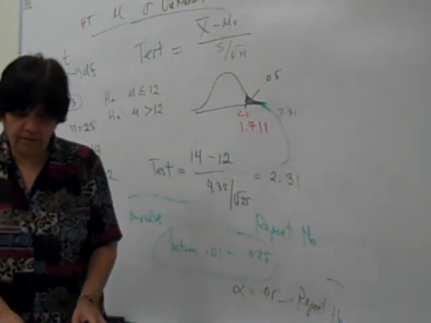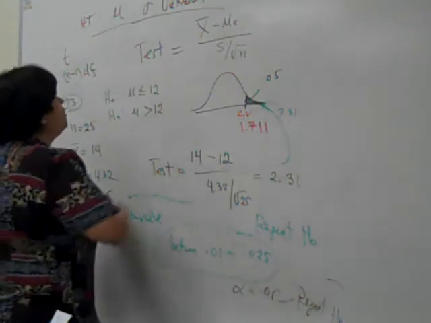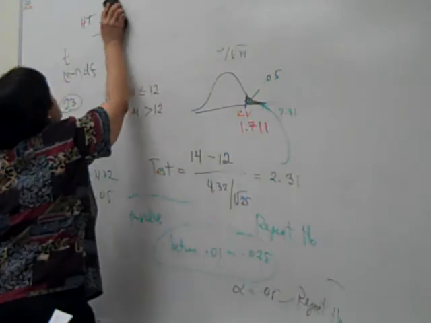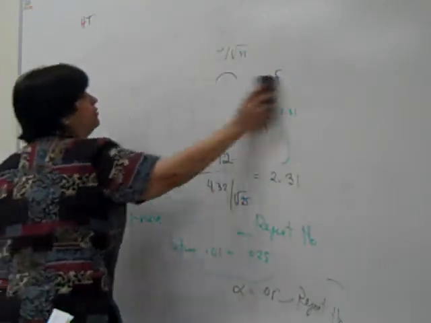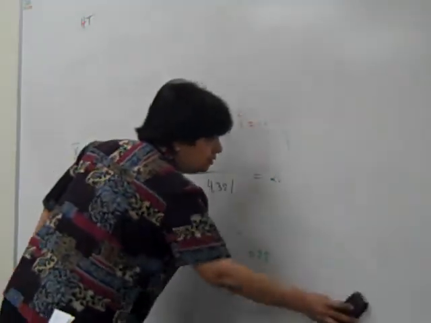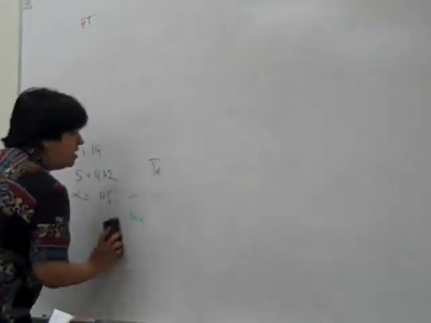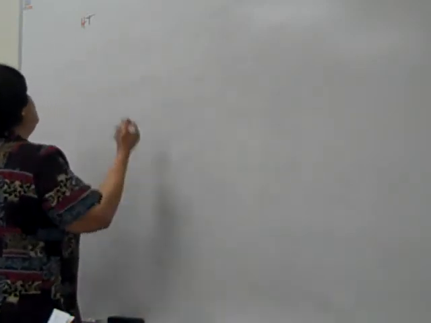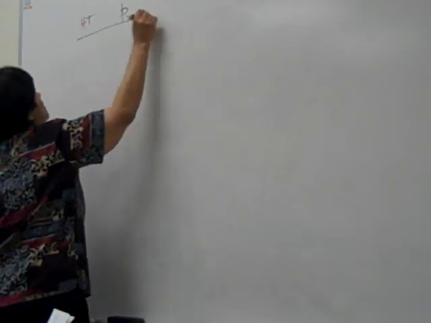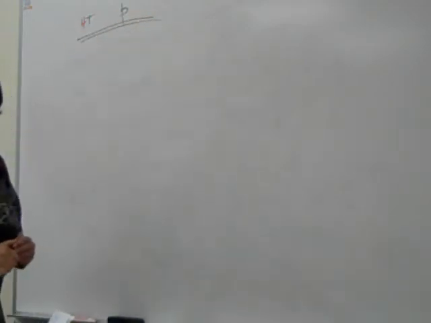The last part of the chapter is about the population proportion. Hypothesis testing about the population proportion. And you have exactly the same situations. We may have a two-tailed test. We may have a one-tailed test, upper or lower. So it's about the population proportion.